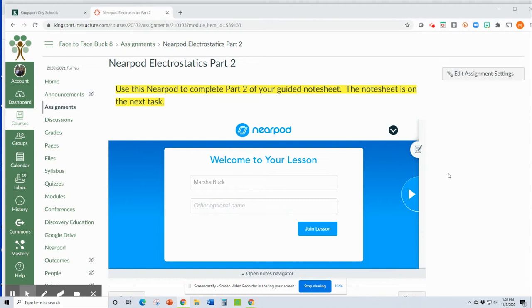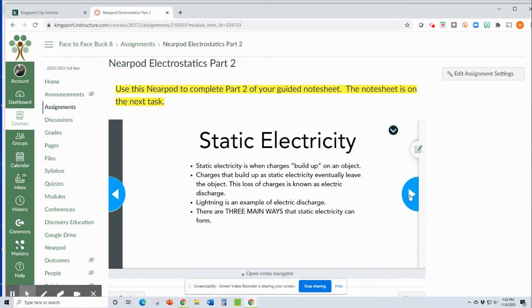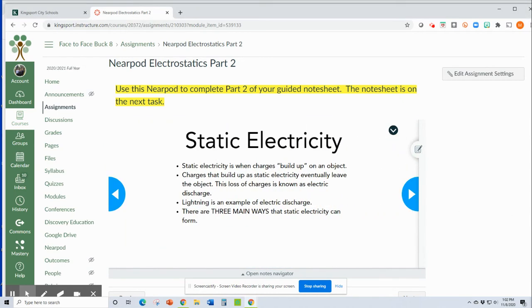But anyway, I expect you to continue on with part two of your notes, and I'm just going to go over them very briefly and make you watch this before I let you go on and actually do the Nearpod on your own. Okay, this is the harder part, I think, of the electrostatics part, okay?